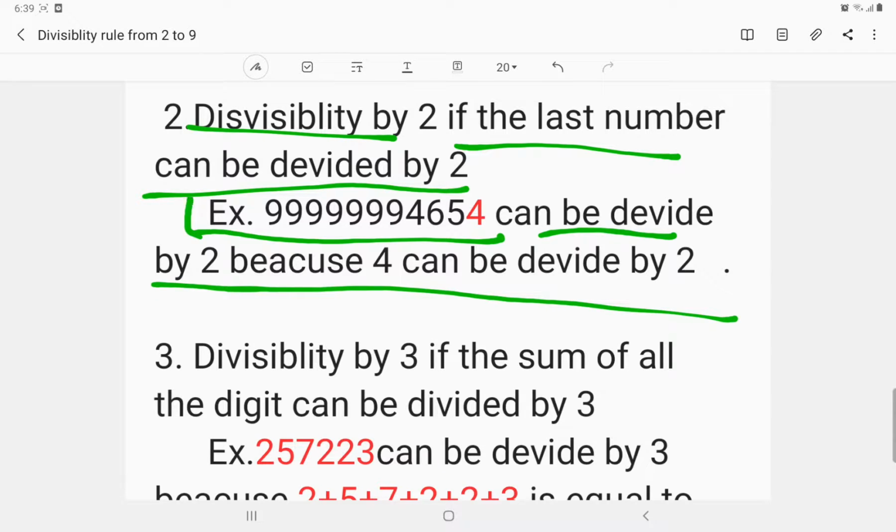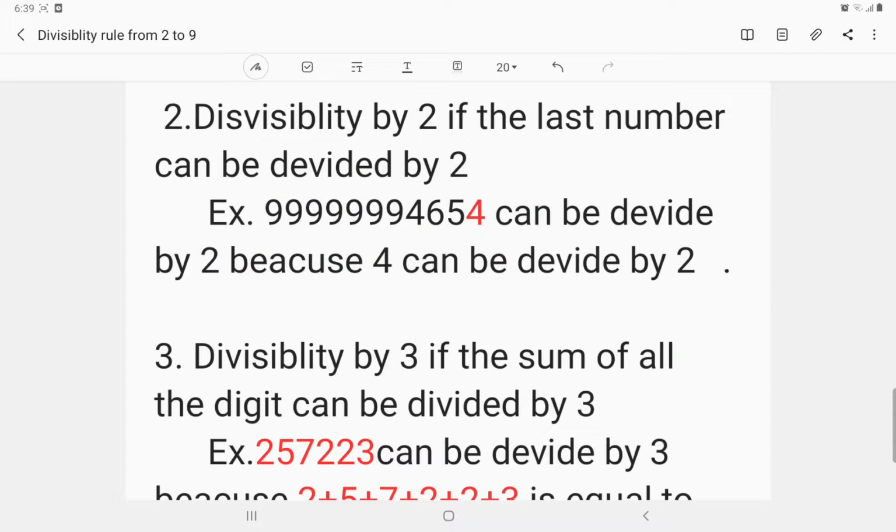You might ask, why write such a long number? I wrote it like that to let you know that no matter how long the number is, you can still do it. So if you see this part, just ignore it. Don't care about that. Only care about the last digit. Can 4 be divided by 2? Yes, 4 can be divided by 2. So this whole number can also be divided by 2. Simple and easy.